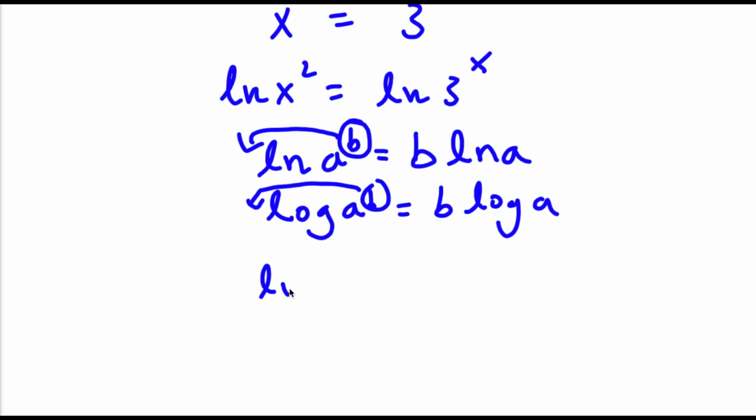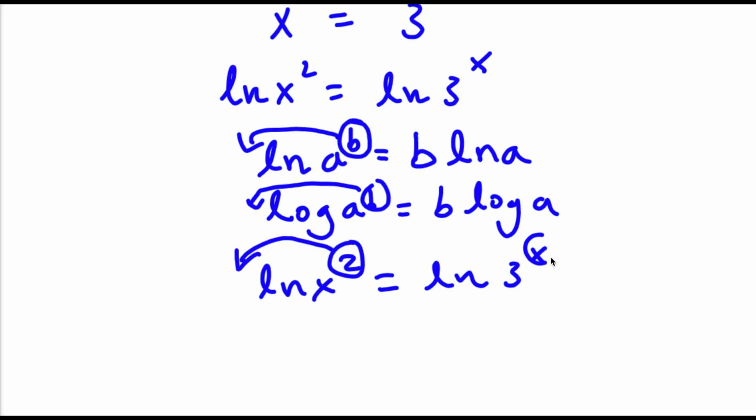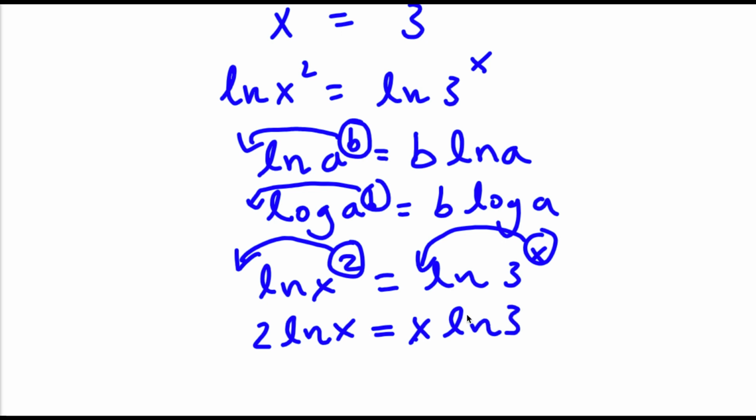So now going back to our problem, ln x squared is equal to ln 3 to the power of x. If I use this property, I can actually move both my exponents to the front. So now I'll have 2 times ln x is equal to x times ln 3.